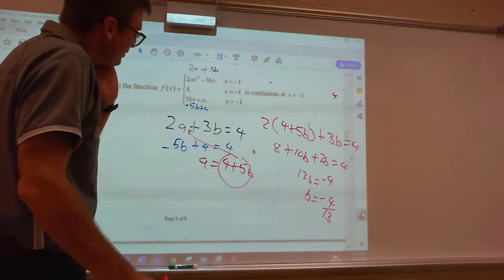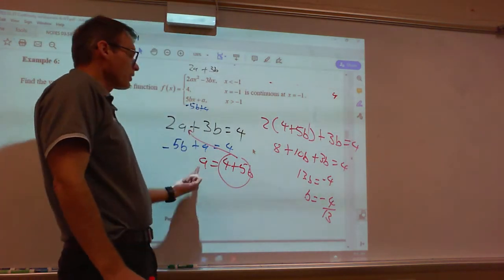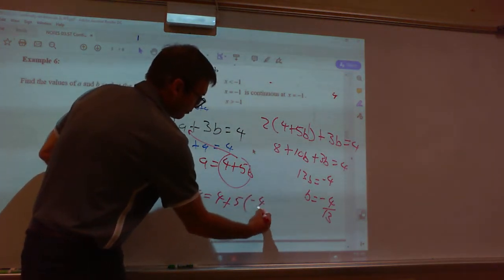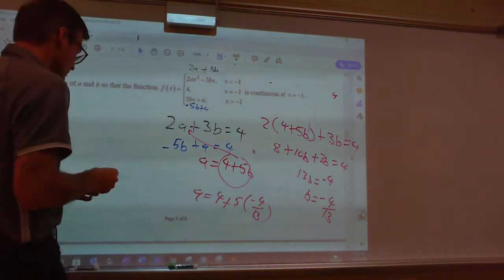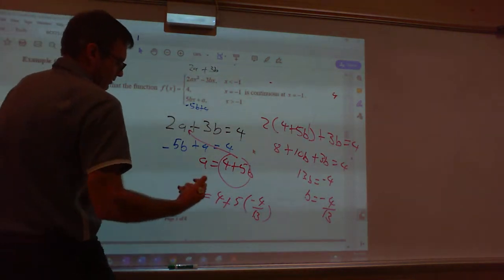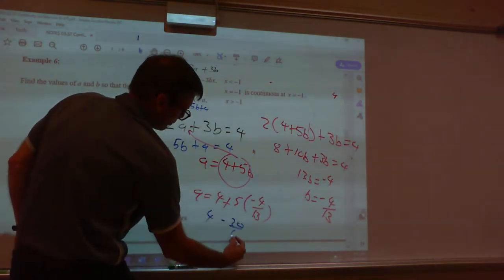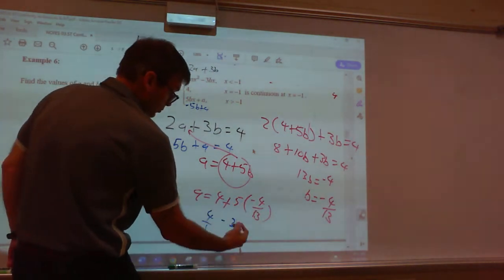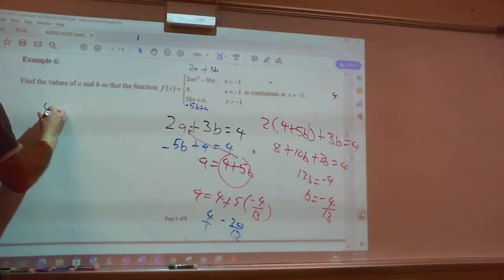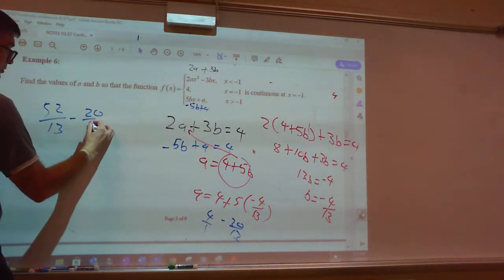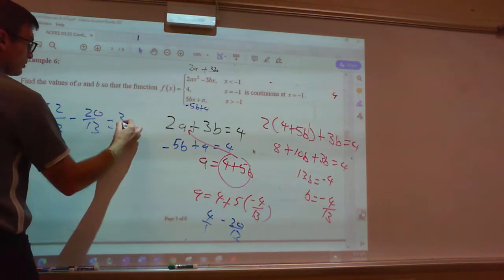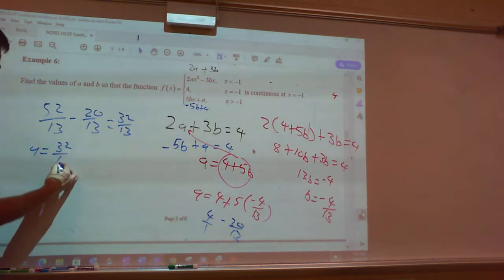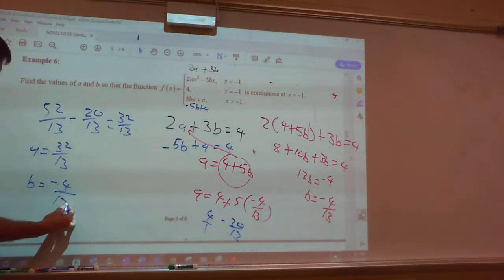Yeah, the number wasn't nice. To figure out what a is going to equal, 4 plus, what is that, 5 times -4 over 13. I was hoping it'd be a nice number. It's not. So let's see, 4 minus 20 over 13, common denominator, so that's going to give me 52 over 13 minus 20 over 13, which gives me 32 over 13. So found out that a is equal to 32 over 13 and b is equal to -4 over 13. Yay.